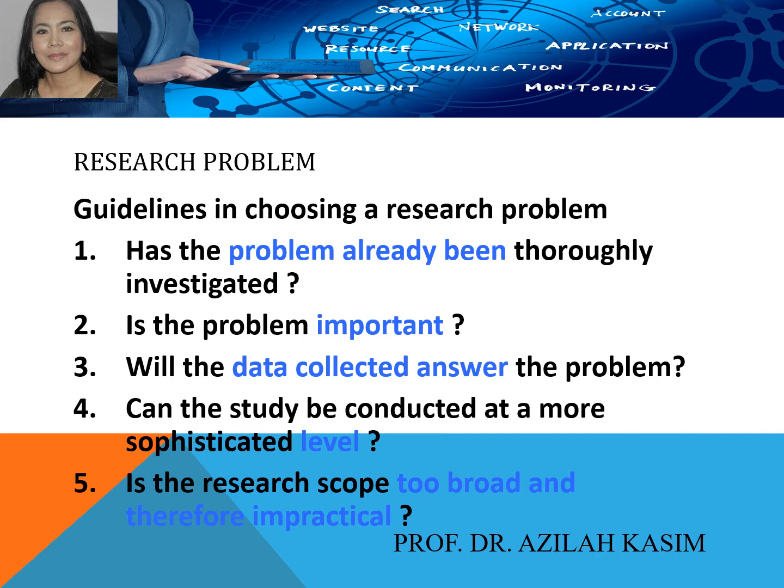So, in determining our research problem, we have to ask all these questions. We have to ask, has the problem already been thoroughly investigated? How do we know this? By reading past literature. That's the only way to know whether the problem has already been thoroughly investigated or not. That's one of the questions you have to ask.